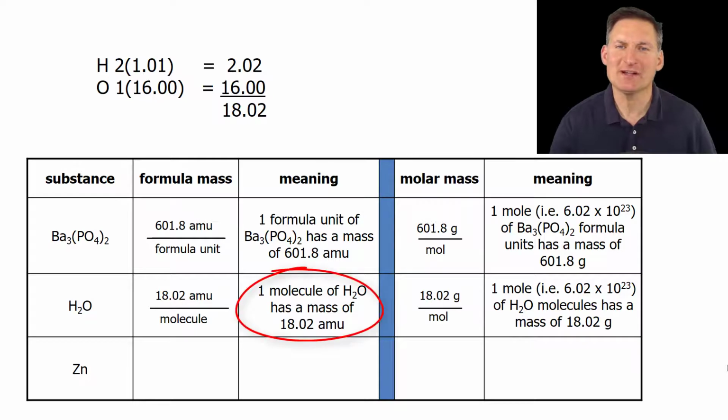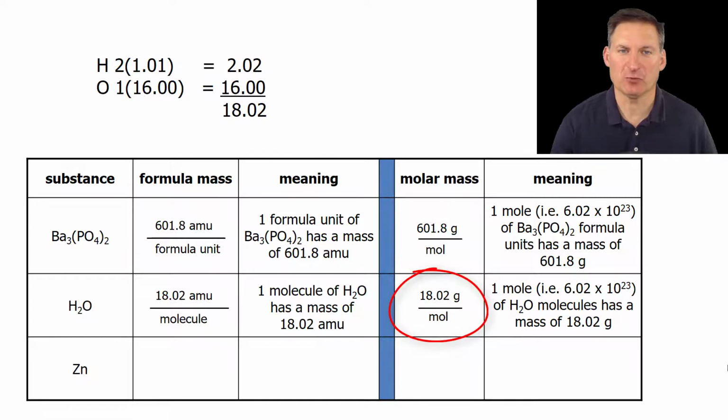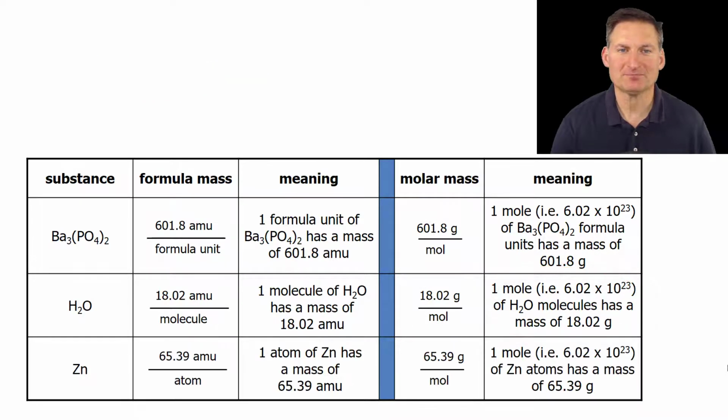What all this means is one tiny little molecule of H2O, 2 hydrogen atoms and 1 oxygen atom, weighs 18.02 AMUs. It follows then that the molar mass of water is 18.02 grams per mole, which means a mole of water molecules weighs 18.02 grams. And in the last row, we see similar results for zinc. We get the 65.39 from the periodic table. Make sure to ask in class if you're not sure about any of this.